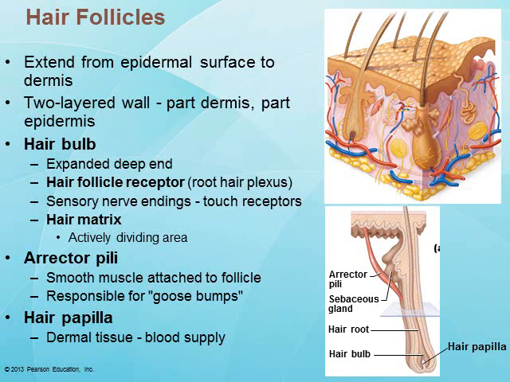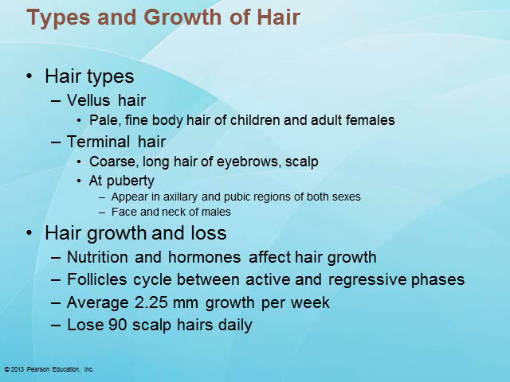It's just the hair part. So for all the hair in our body, you have body hair, and you also have hair on your head. So that gives you different types of hair as well, like the vellus hair. Those are the fine, pale body hairs of children and females, and terminal hairs are the ones that are longer and coarser, like on your scalp and eyebrows. Those are the terminal hair.